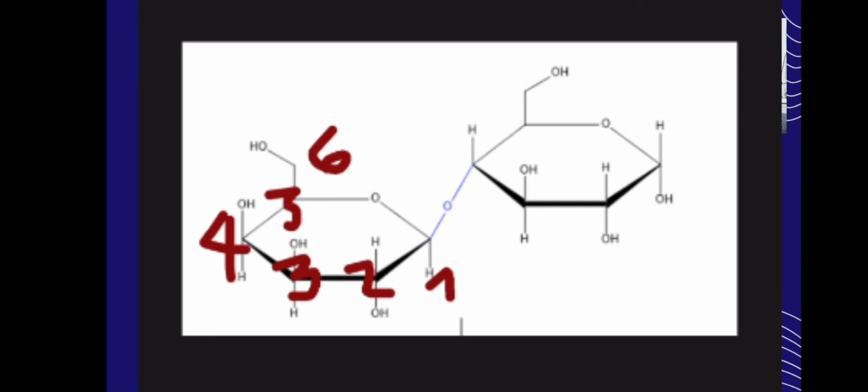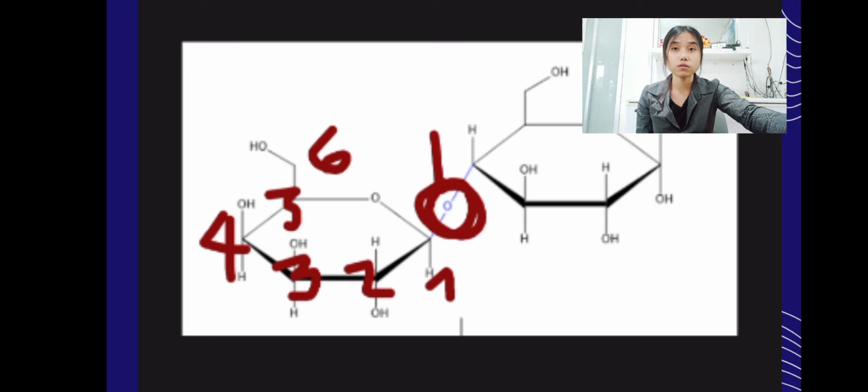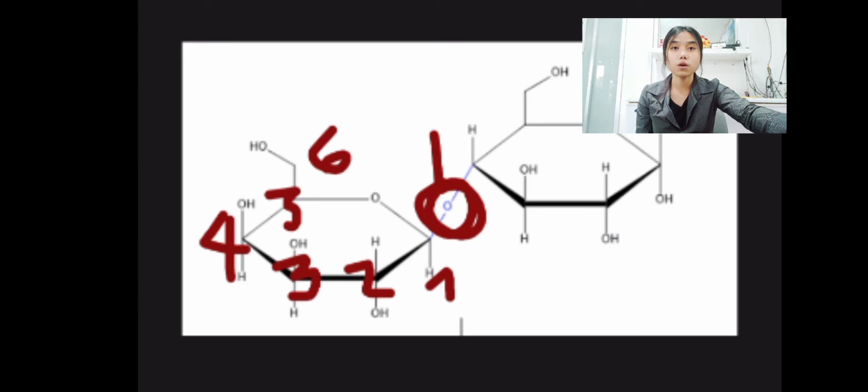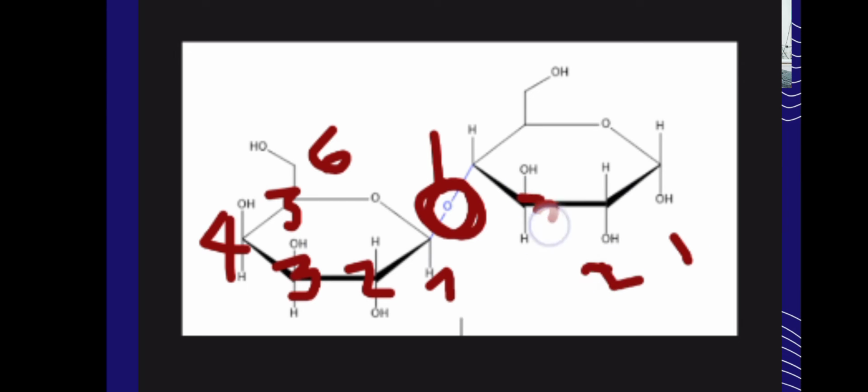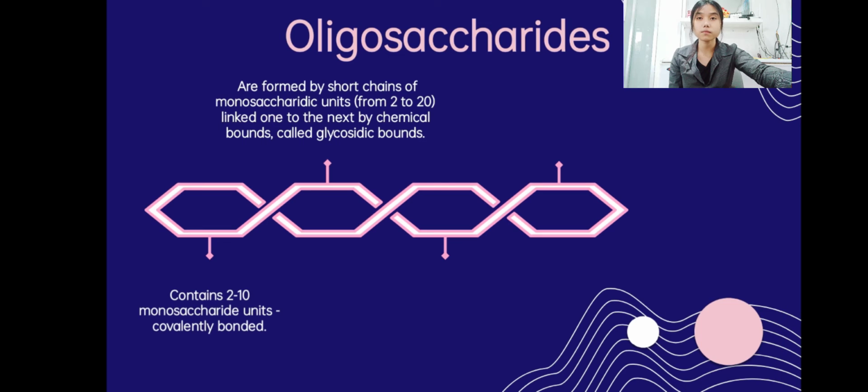Another one, we have here this little circle thing that is bonded to each other and connects the other structure, that is called the glycosidic bond. So, let's count again. It is 1, 2, 3, 4, 5, and 6, all in all. Next, these are formed by short chains of monosaccharide units from 2 to 20 linked one to the next by chemical bonds.